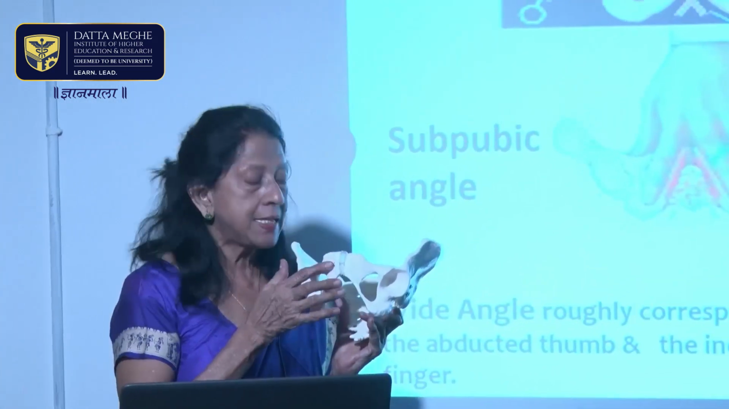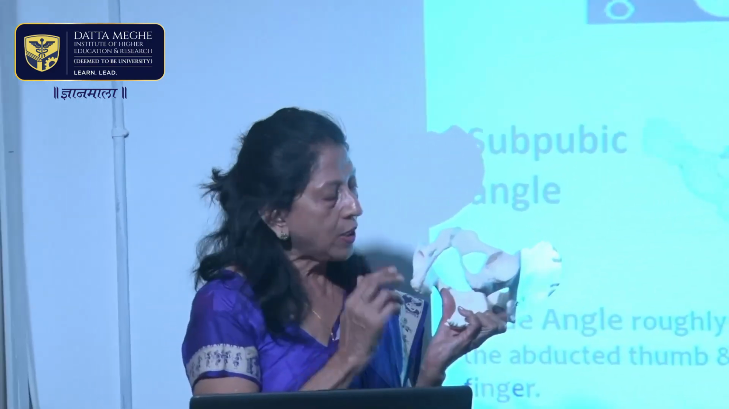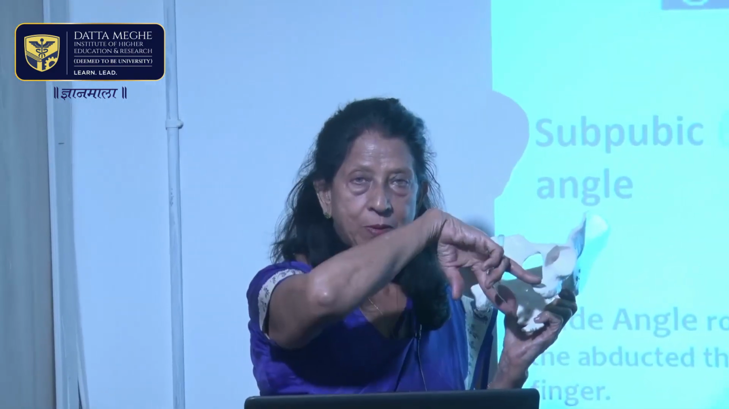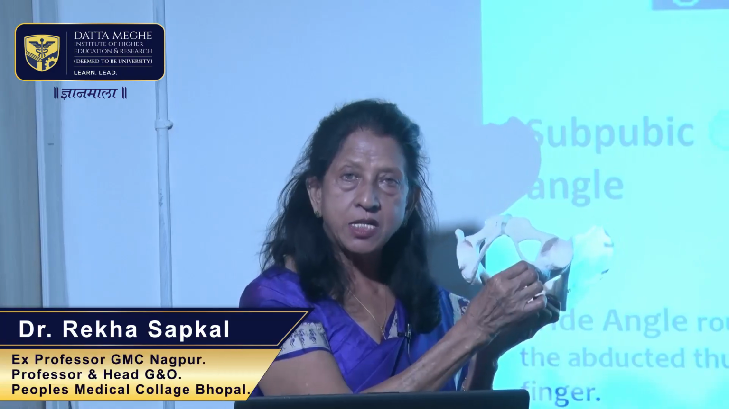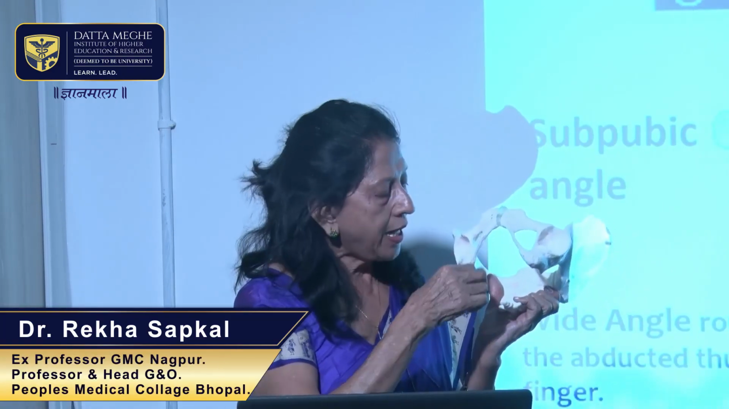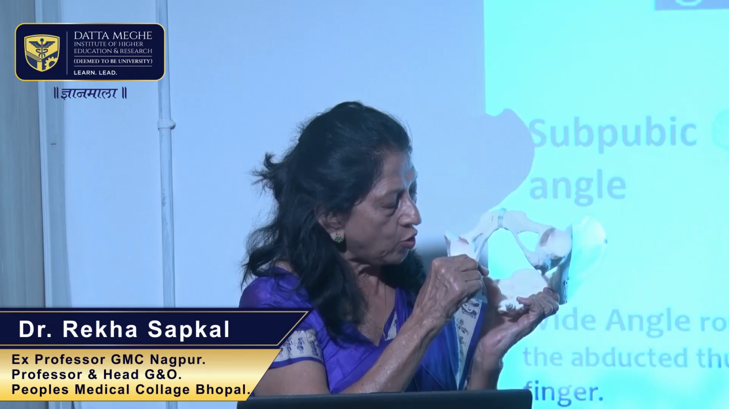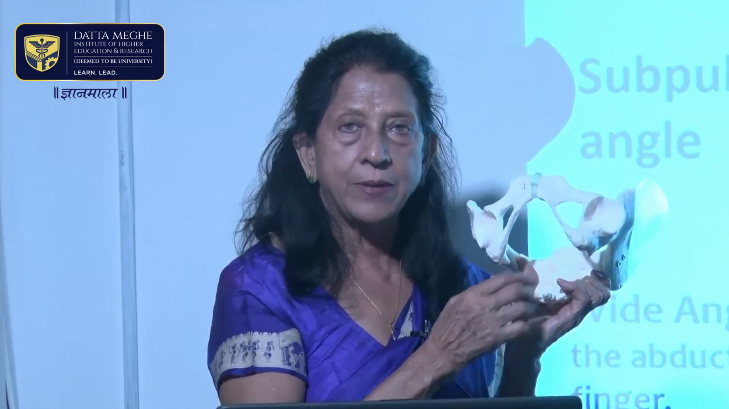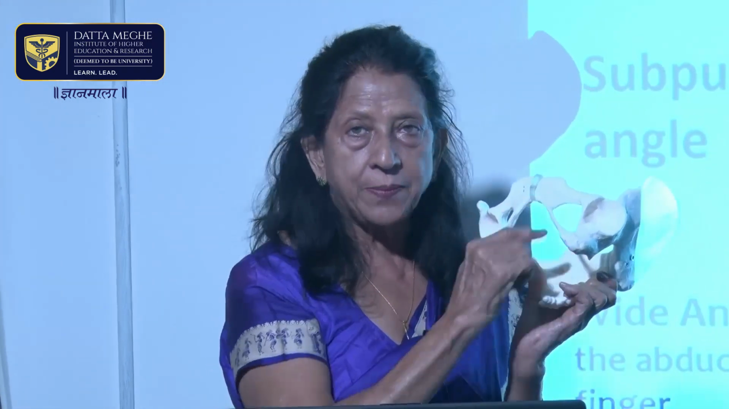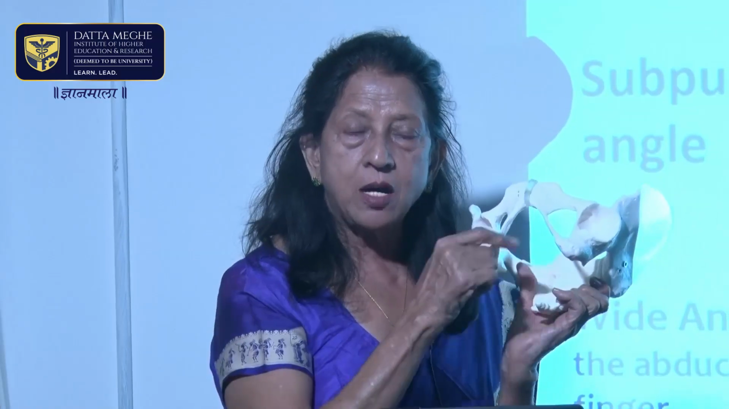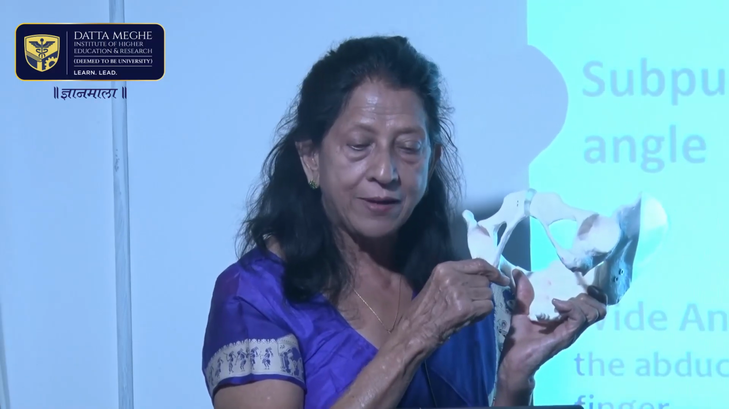Next, I assess the pelvic outlet. The outlet is bounded by the inferior rim of the pubic bone, the two ischial tuberosities, and the sacrotuberous and sacrospinous ligaments posteriorly. So, it is a diamond shaped area. How do I assess this bony pelvic outlet?